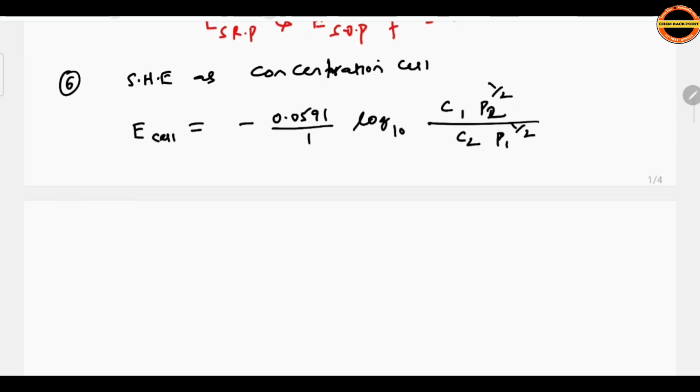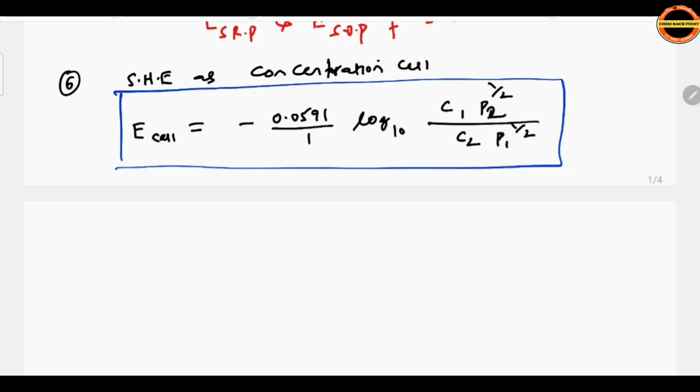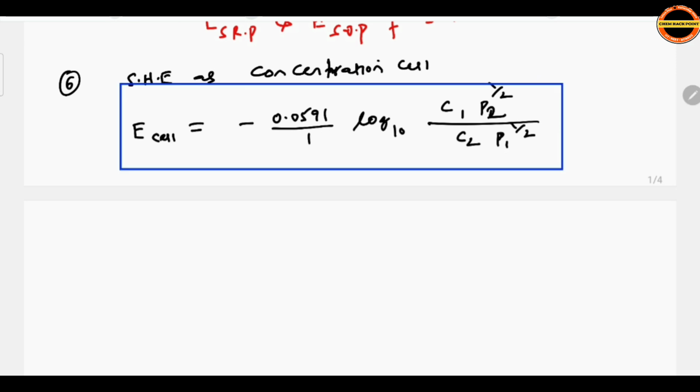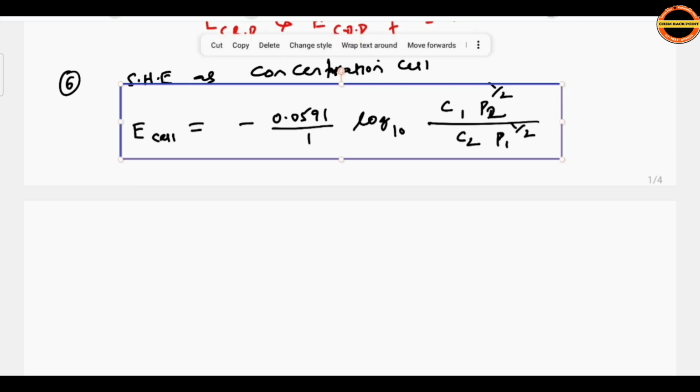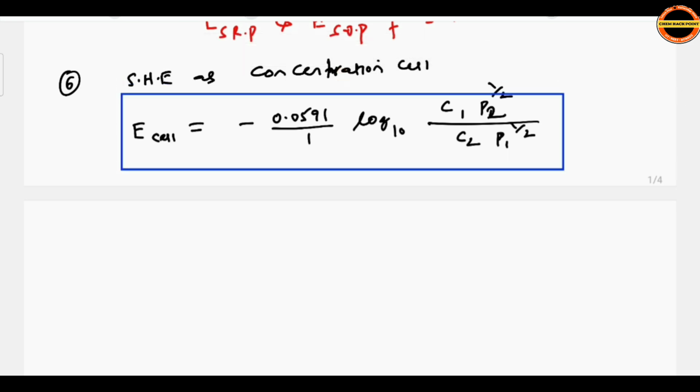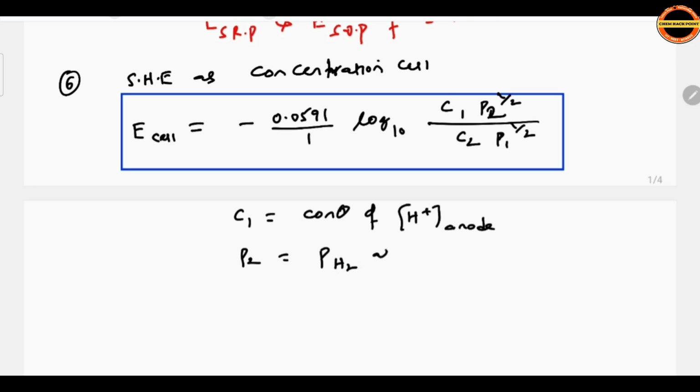What are C1 and C2? Those parameters we specified. If you are using SHE as a concentration cell, how do we consider P1 and P2, the respective values? Write clearly P2 power half. Where C1 is the concentration of H plus of anode, and P2 is the partial pressure of H2 at cathode.